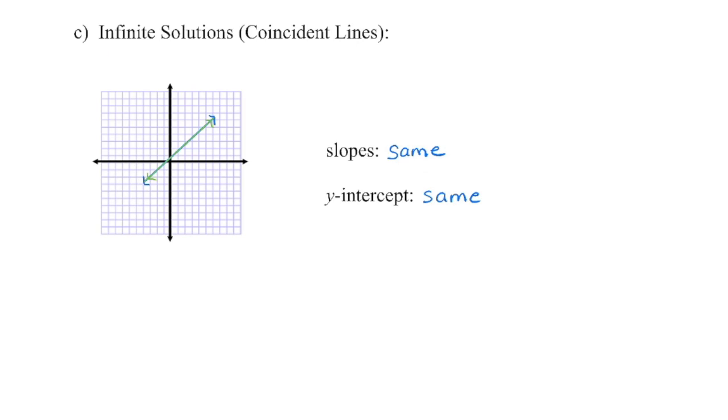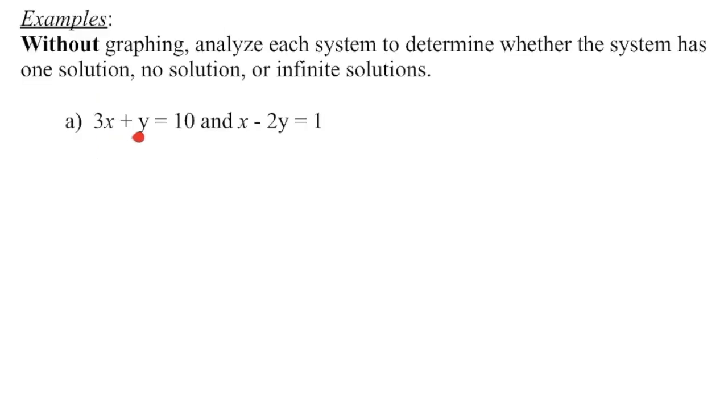And if we have an infinite number of solutions, those lines are intersecting at every single point, which means they're right on top of each other. We call those two lines coincident lines. If it's the same line, they're going to have the same slope, and they're going to cross the y-axis at the same location. Each of these equations is linear.